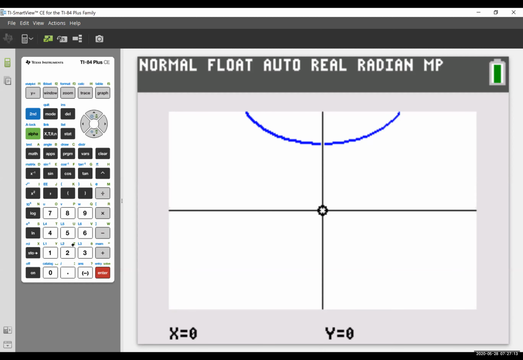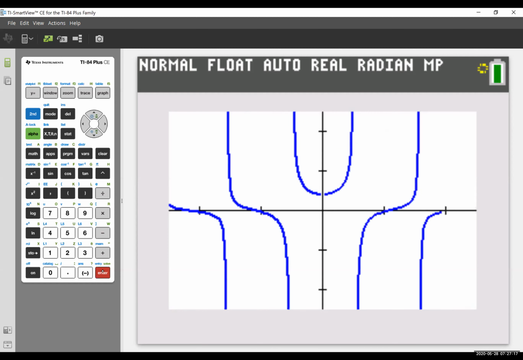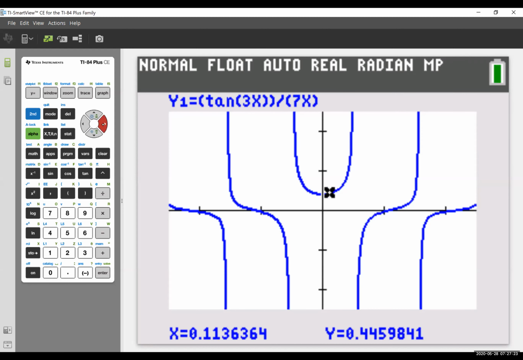I want to zoom out one more time, just so that we can see. If we were to press trace, we just have to figure out where we're located. There we go. We're trying to figure out what's happening around x equals 0.